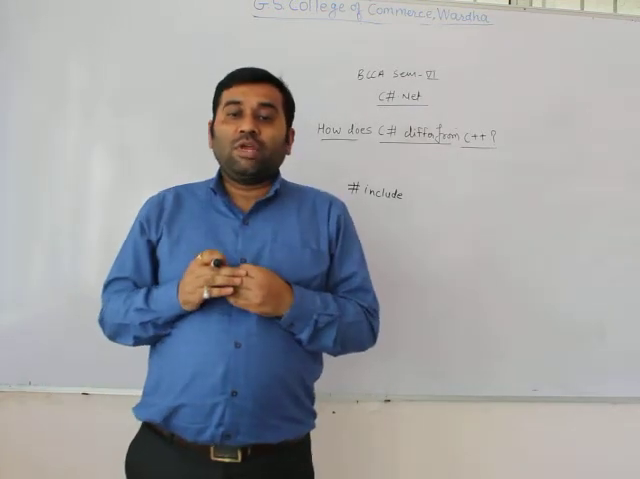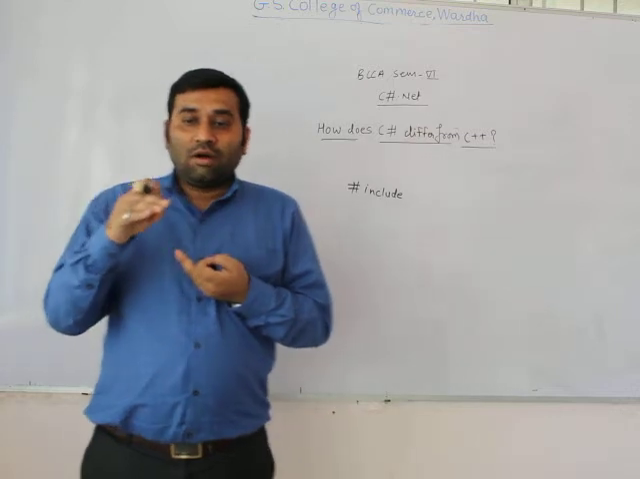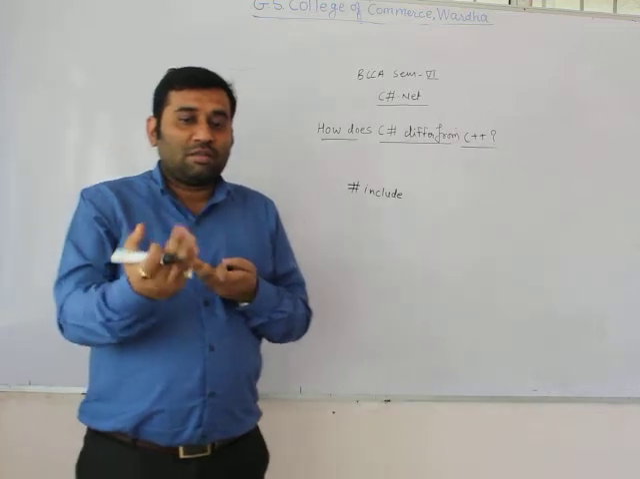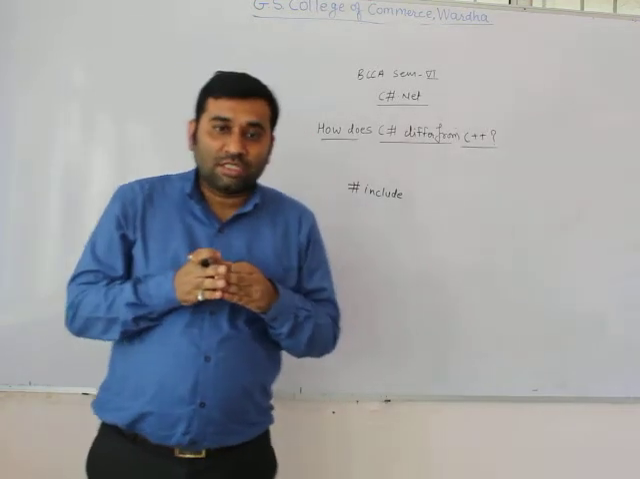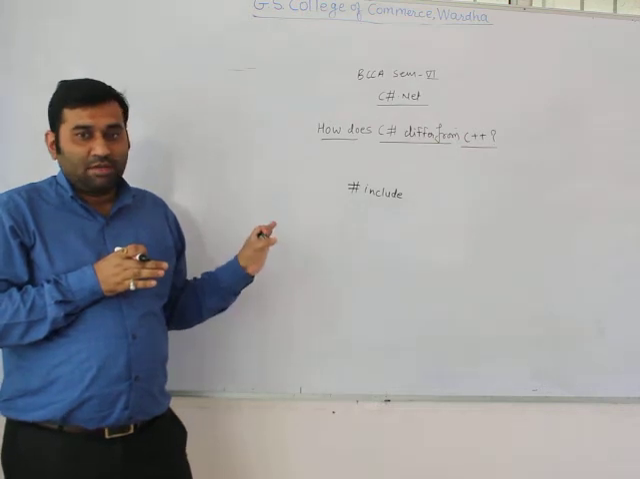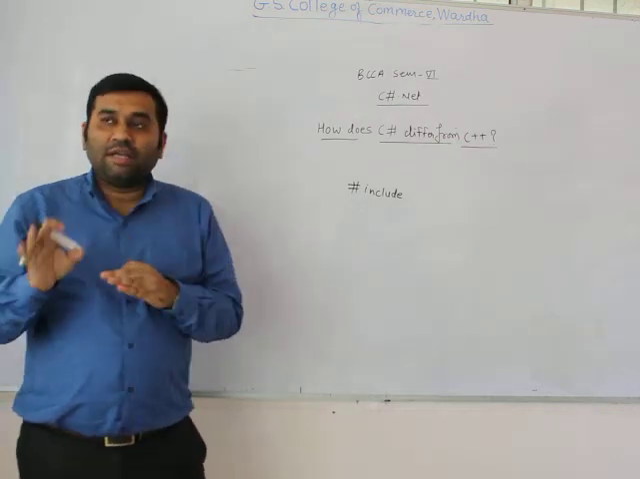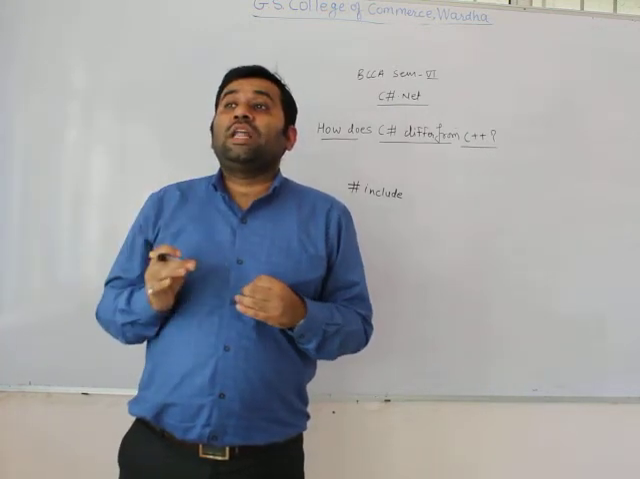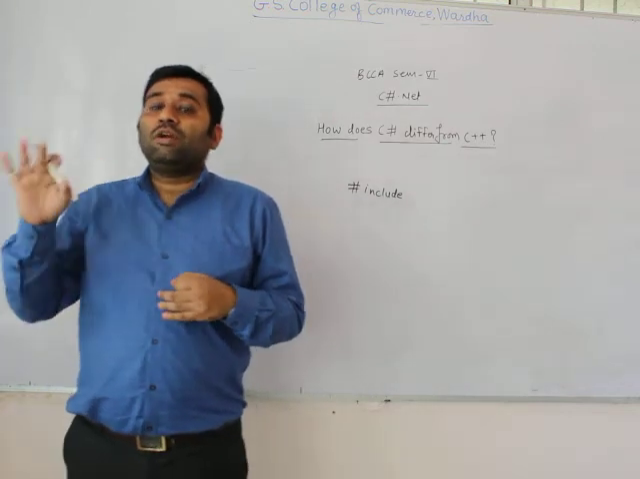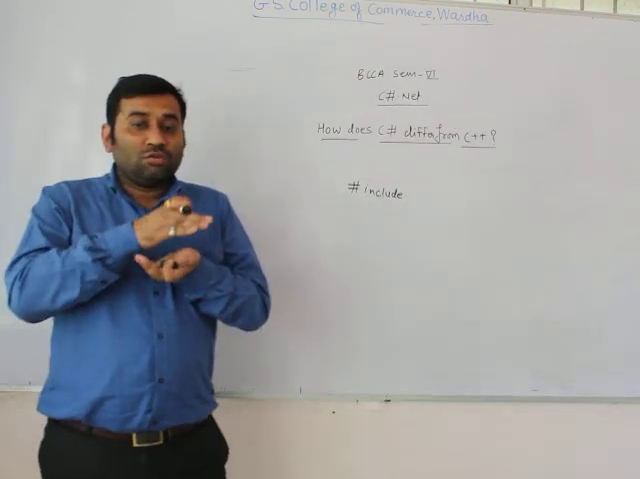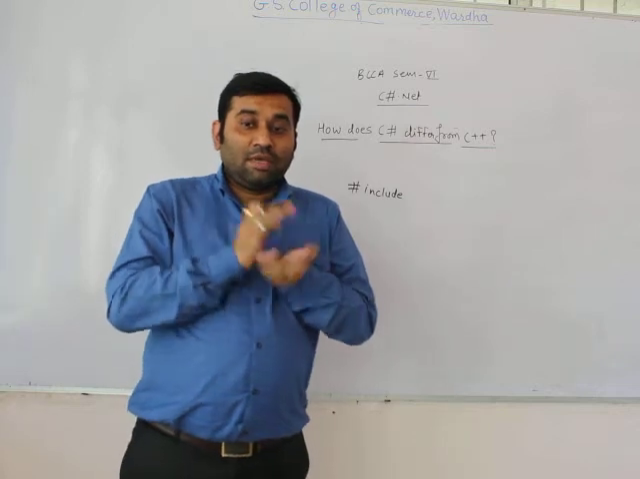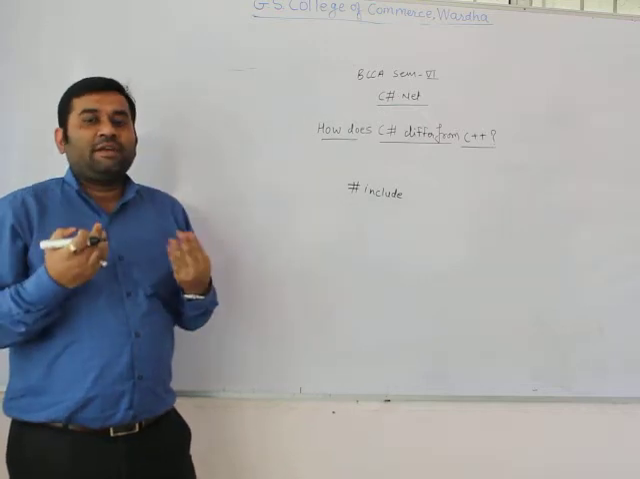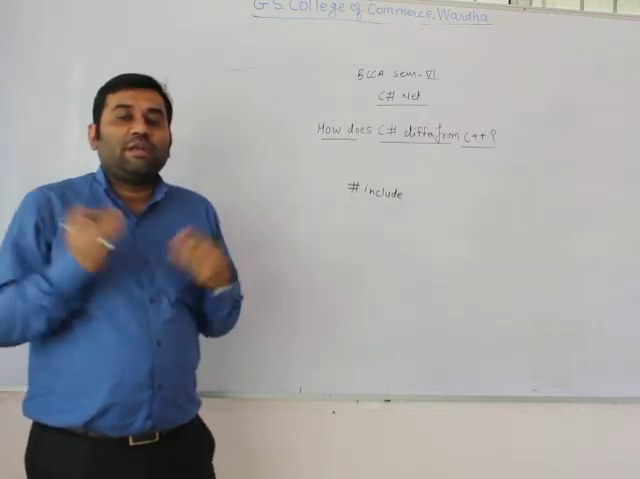C Sharp data types belong to either value type or reference type, which are created in the stack or the heap. C Sharp checks all uninitialized variables and gives an error message at compile time. Every time, C Sharp checks for uninitialized variables. In C++, an uninitialized variable goes undetected, thus resulting in unpredictable output.